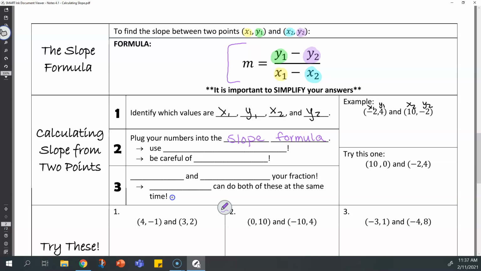When you're plugging those in, be sure to use parentheses and be careful of negatives, or of signs. Making sure that you're being careful with, is this a 2 or a negative 2? Positives or negatives, being careful with those. Here's my slope formula.